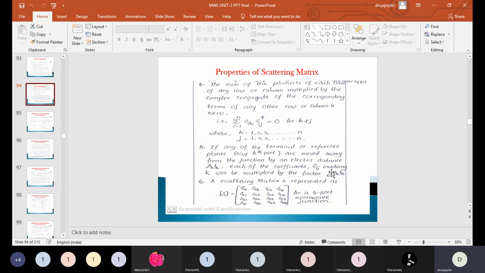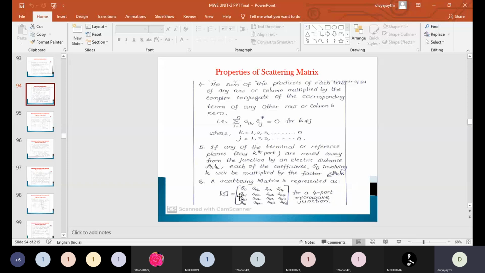And coming to the last property, it just represents how we should represent the scattering matrix. Considering your network, this is how the scattering matrix should be. So as I told you, the four combinations, as it is a 4 port, 4 into 4, each entry would be S11, and next would be S12, S13, S14.